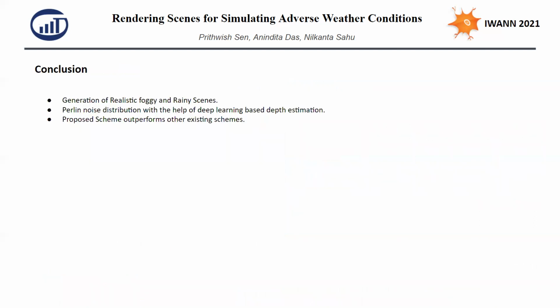Thus, in this work, we generated realistic fog and rainy images in order to fulfill the lack of balanced data set. Perlin noise distribution depends upon the depth map evaluation. Thus, it is proved experimentally that using MOS, our method outperforms other existing schemes. Thank you.